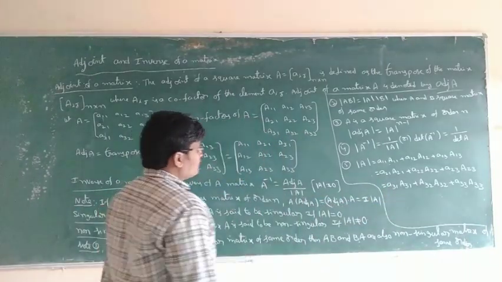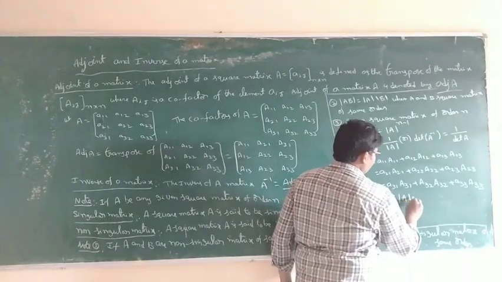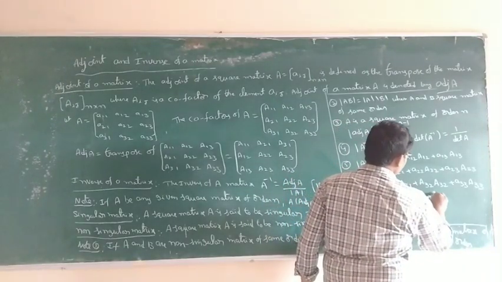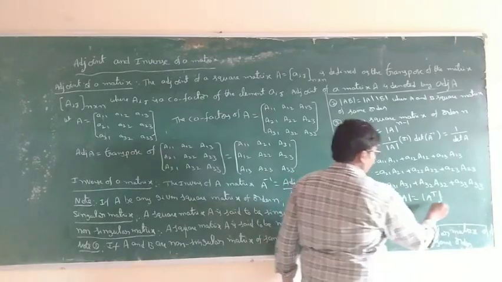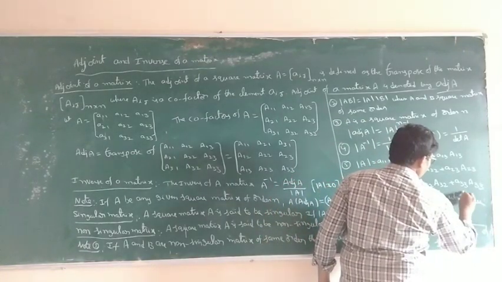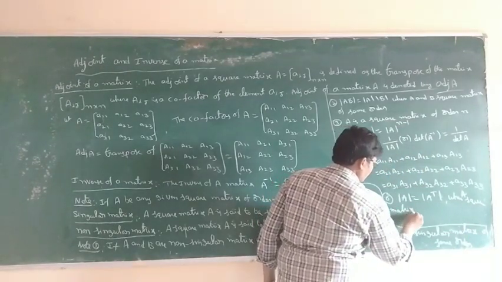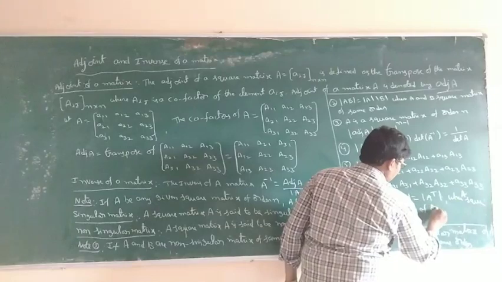Next one, sixth one, property. Determinant of A is equal to determinant of A transpose, where A is a square matrix of order n.